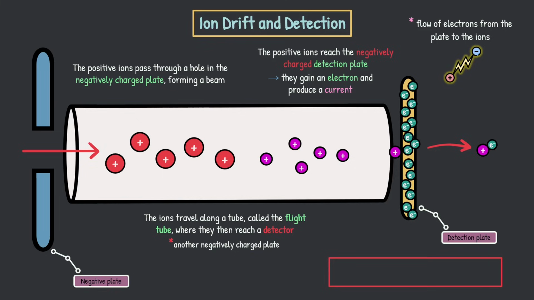Why is this important? It's actually pretty clever. The amount of current produced is proportional to the abundance of the species. Species just essentially means molecule, particle, ion, isotope, whatever you want to refer to it as, whatever you're looking at in your sample. The more current that is produced, the more abundance of that thing. Hopefully that makes sense.